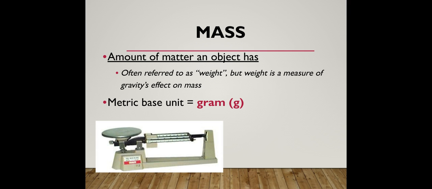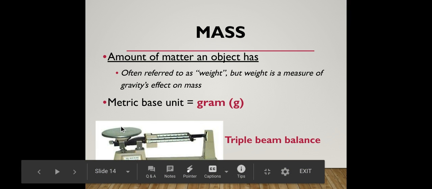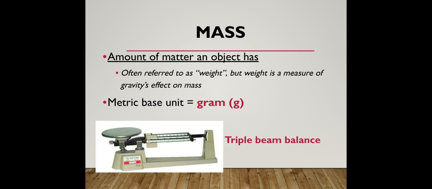In order to measure mass, you'll use a triple beam balance. When you put an object on it, that's going to push down on this metal plate, which is then going to raise up this little lever arm. And you can move these little sliders, and it will give you a measurement that you would read.